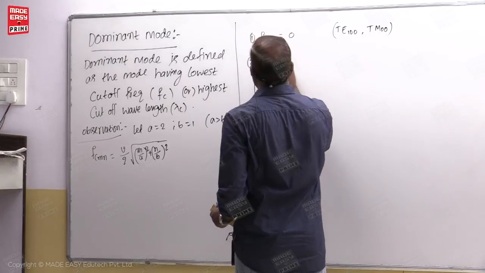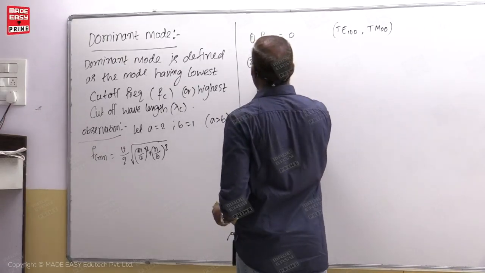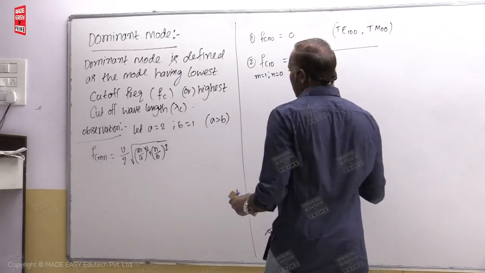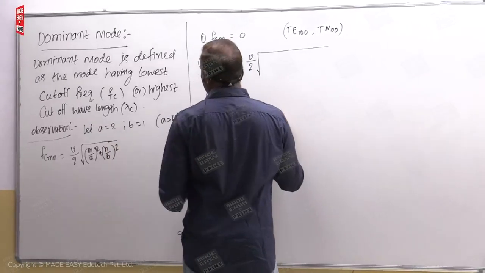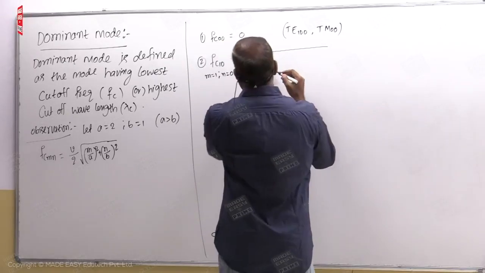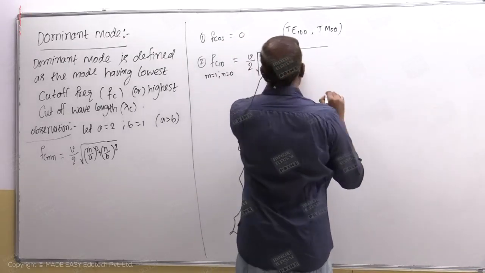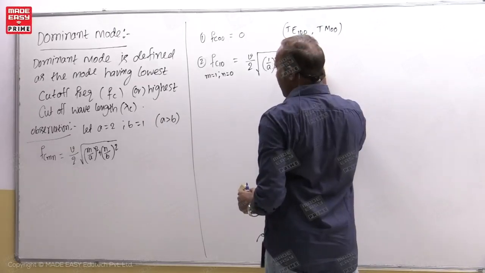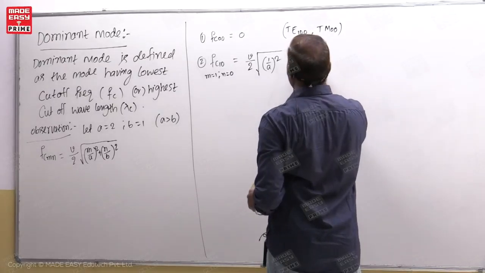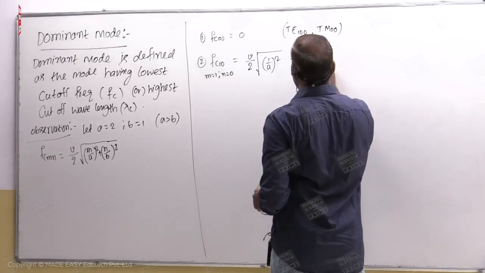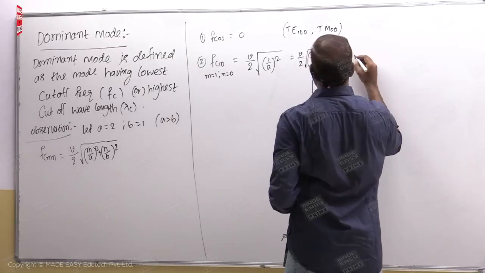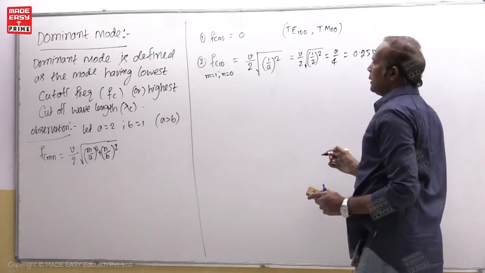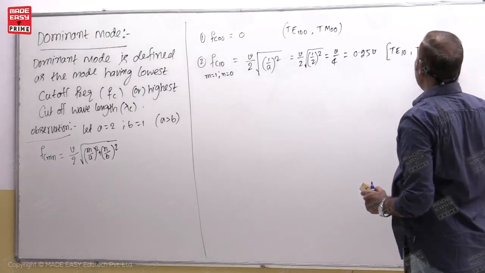Now the second one is the fc10 mode. The fc10 means m is equal to 1, n is equal to 0. So here v by 2 and root of 1 by a whole square. Now that becomes v by 2a, so that is v by 2 times 1 by 2, that is nothing but v by 4. That means this is 0.25 into v. So this cutoff frequency is for TE10 mode and TM10 mode.